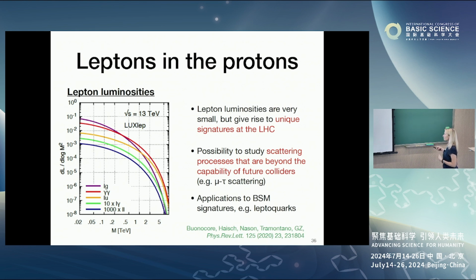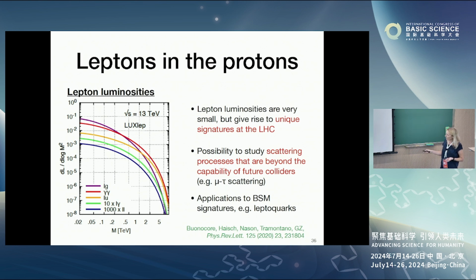But they can give rise to unique signatures at the LHC. So for instance, if at the LHC you see an electron and a muon and nothing else, without lepton luminosities you would think this is some new physics, lepton flavor violating new physics. But we know now that there are also signals that come simply from lepton PDFs. So it's very important to compute this to be able to see what is the standard model background associated to that.